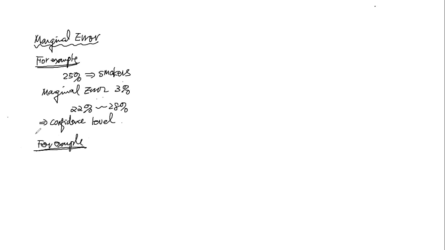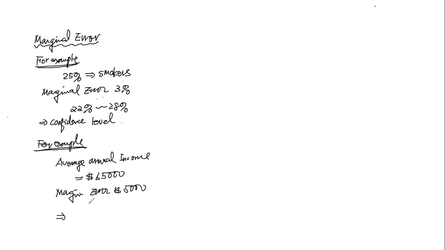Here's another example. If I take a survey of a city and find the average annual income is $65,000 for the families, and my margin of error is, let's say, $5,000. What does that mean? That means I'm pretty sure, with certain confidence levels, like 90%. It depends on your confidence level; then your margin of error will be different.